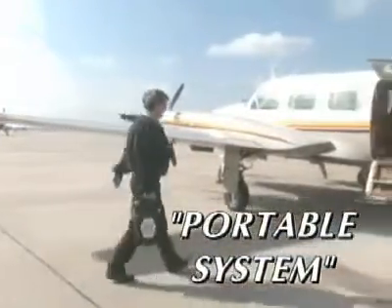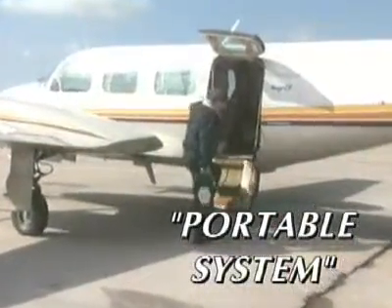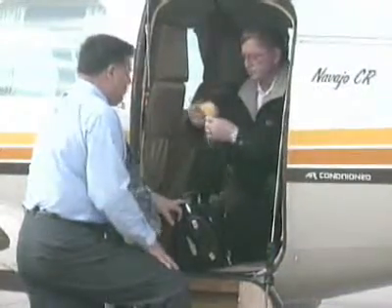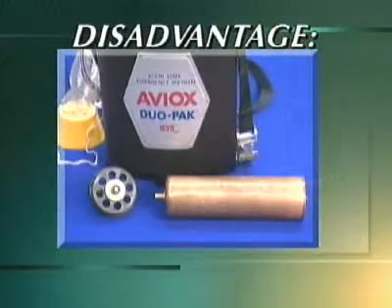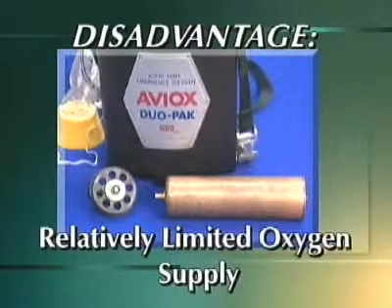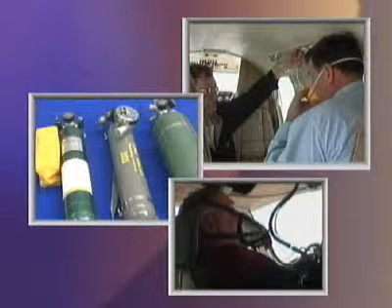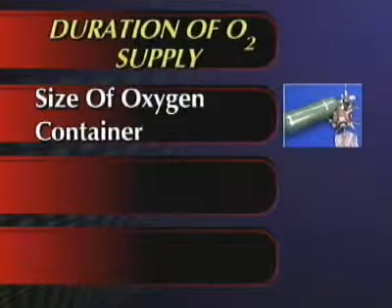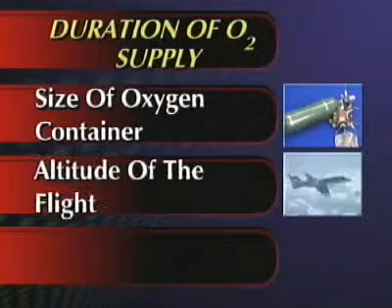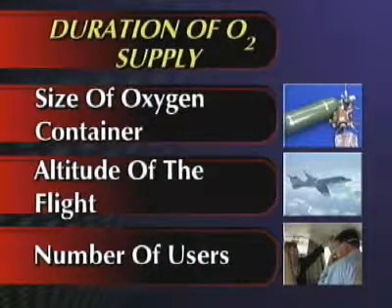A portable oxygen system is a self-contained unit that can be taken on and off the aircraft. This system is designed especially for short-duration flights at altitudes above 10,000 feet mean sea level. One disadvantage of portable oxygen equipment is its relatively limited oxygen supply. Regardless of the type of oxygen system used, duration of oxygen supply depends upon several factors: the size of the oxygen container, the altitude of the flight, and the number of people using the oxygen system.